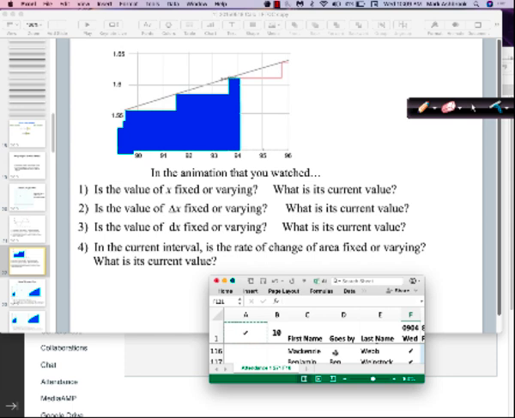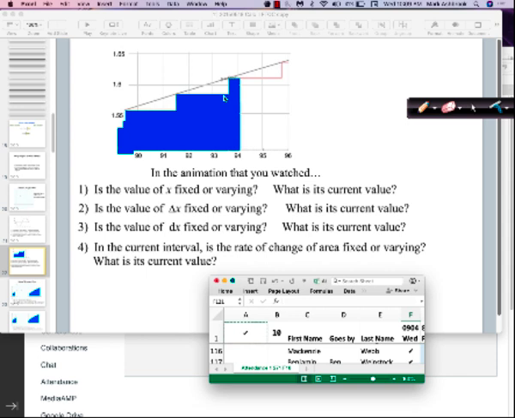Even in the animation, is delta x fixed? Yes. And its value? It's about 2. You should see that the value of delta x is about 2. Delta x is our intervals where we're going to keep things constant. So from about 91.6 to about 93.6, that's 2.